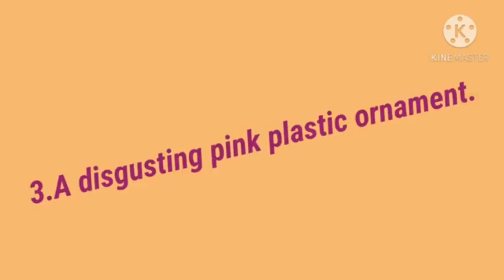Coming to the third sentence. A disgusting pink plastic ornament. Here which is the noun? Ornament. Describing words: disgusting, pink, plastic. Disgusting refers to the opinion of the noun ornament. Pink refers to the color of the ornament. Plastic refers to the material of the ornament. So according to the order, first we want to write the opinion, after that color and then material. So a disgusting pink plastic ornament is written in the correct order.